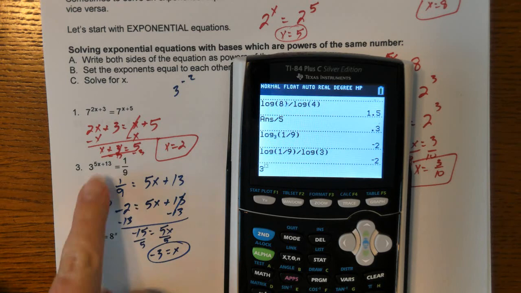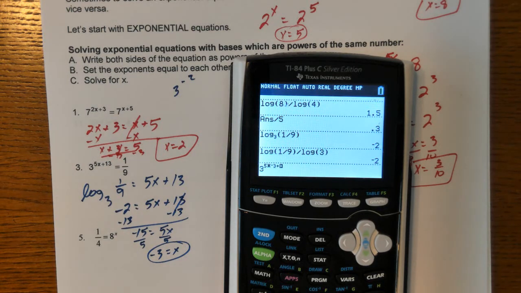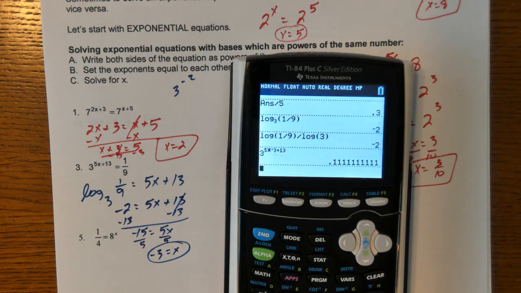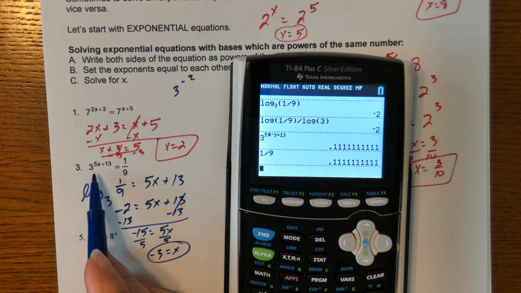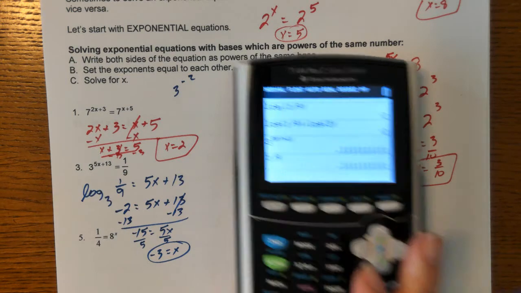So 3 raised to the 5 times -3 plus 13. And the left side is worth 0.111, that's 1/9. And the right side, 1 divided by 9, is that same value. So I know that -3 is the right number to plug in for x.